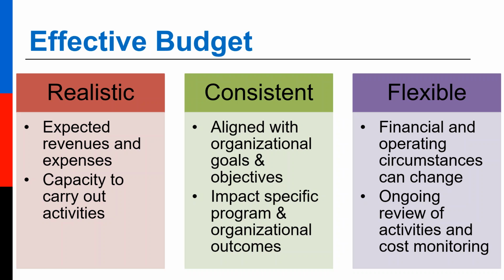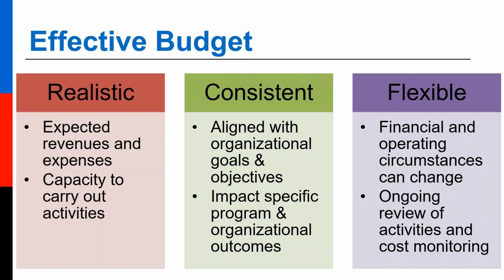For a budget to be effective, it has to be these three things: realistic, consistent, and flexible. A realistic budget is one that reflects expected program revenues and expenses. So it understands the strengths and weaknesses of your organization and its capacity to carry out program activities. It has to be consistent and aligned with organizational goals and objectives. Given the limited amount of resources for most organizations, each dollar the organization spends must impact specific program and organizational outcomes. And lastly, it must also be flexible.